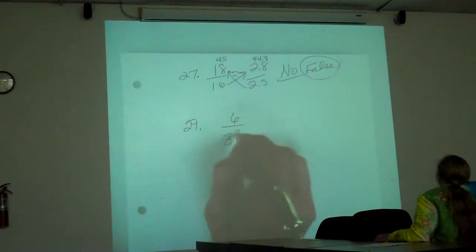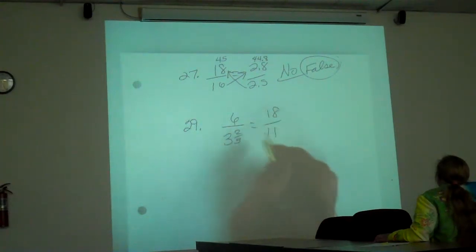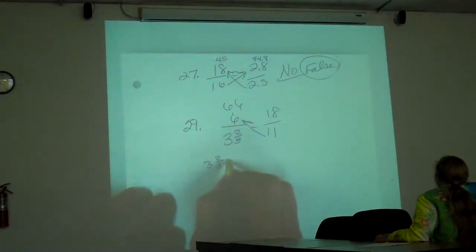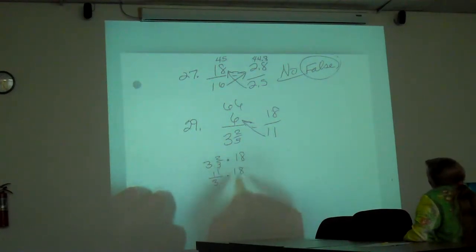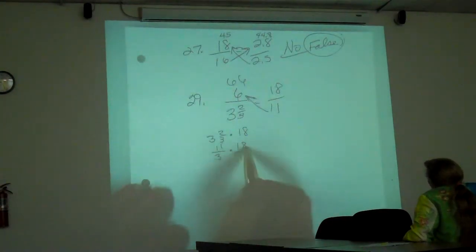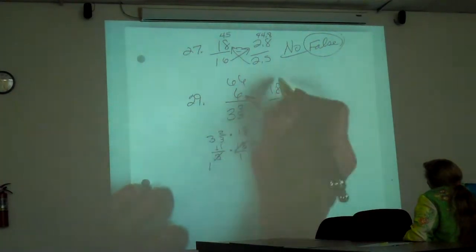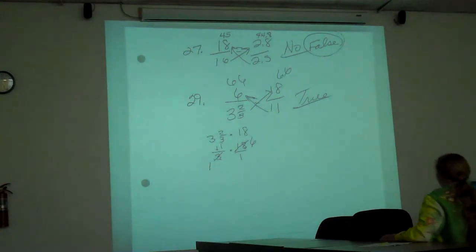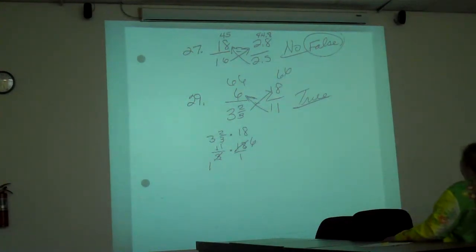6 over 3 2/3 equals 18 over 11. Well, that one's easy. 6 times 11 is 66. Now 3 2/3 times 18. You could divide by 3 here: divide by 3 is 1, divide by 3 is 6. 11 times 6 is 66. 66 again. So that one's a true. If we multiply across and they're equal, then it's true. It is a proportion.